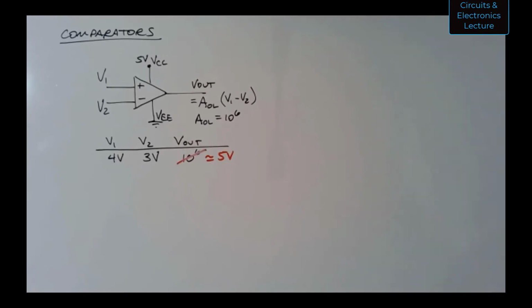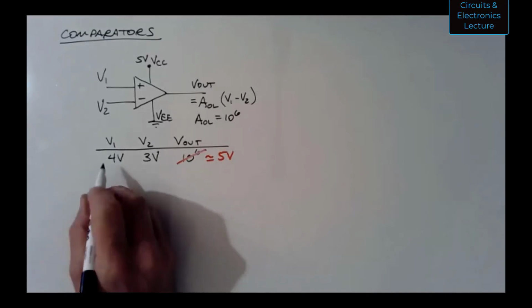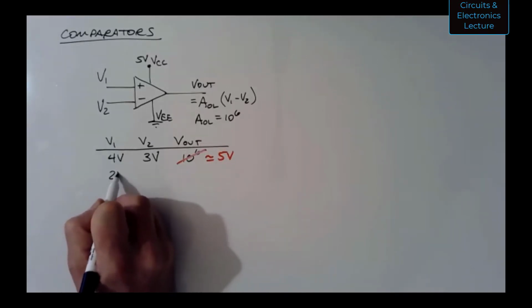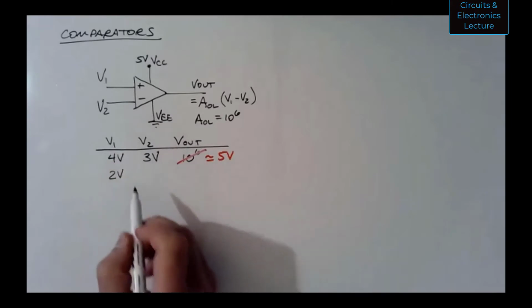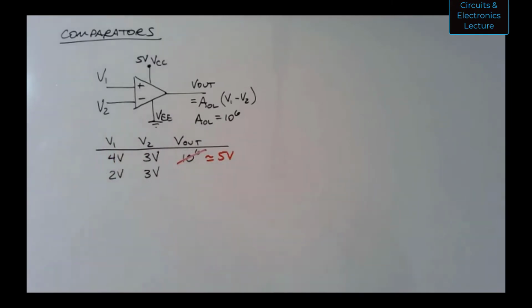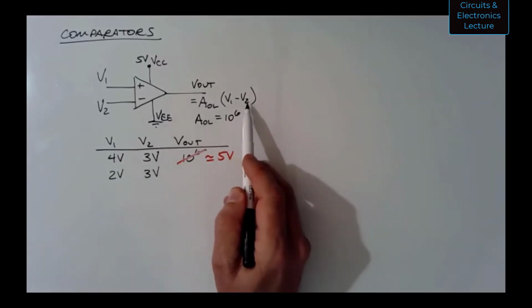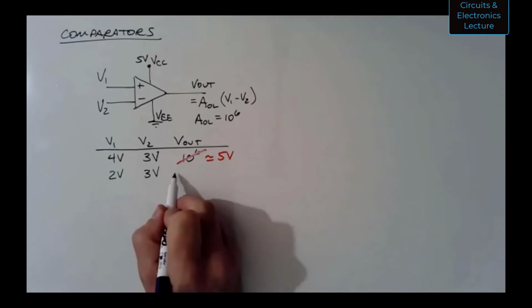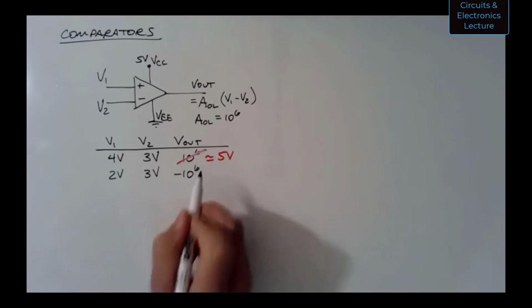Because of output voltage swing, it's not going to go to 1,000,000. Okay, let's change V1 to 2 volts. So I change my power supply attached to V1, make it 2 volts. Let's keep V2 equal to 3 volts. So let's see, 2 volts minus 3 volts is -1 times 1,000,000 is -1,000,000 volts.